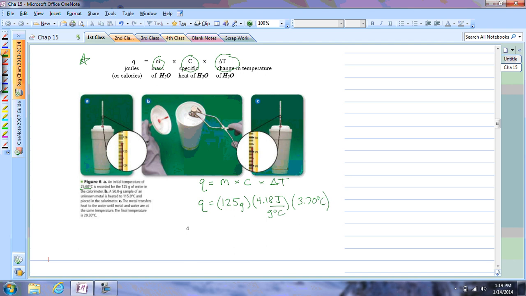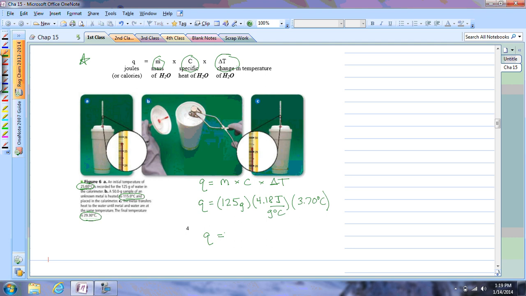The water was initially at 25.6. We drop an object into the water, so the object's temperature will go down, and the temperature of the water will go up until it stops at this temperature. That's the difference between the initial temperature of the water, 25.6, and the final temperature of the water, 29.3.